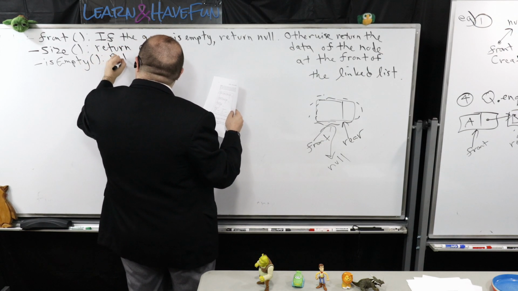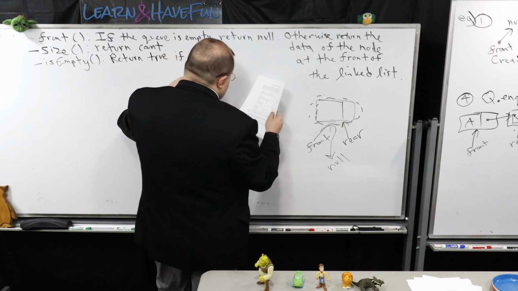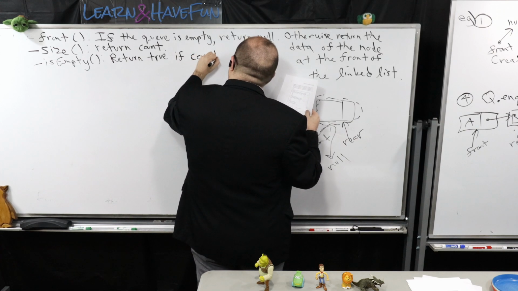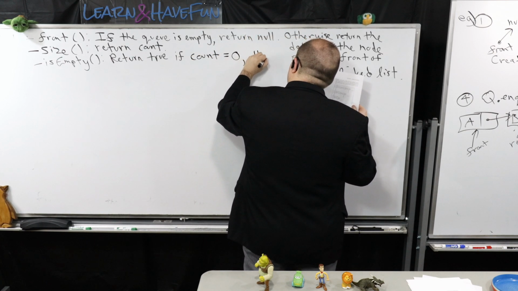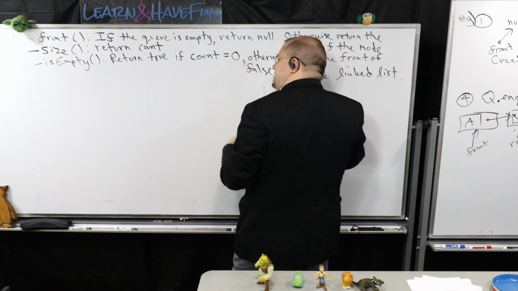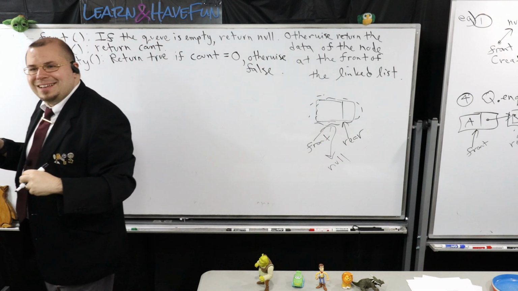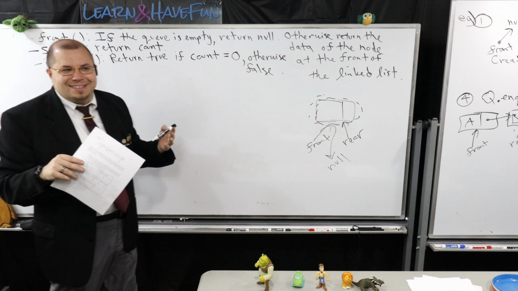And here, of course, you return true if count equals 0. Otherwise false, right? These are really nice and straightforward. You'll find that these three are going to be some of the easiest ones to implement for your class.